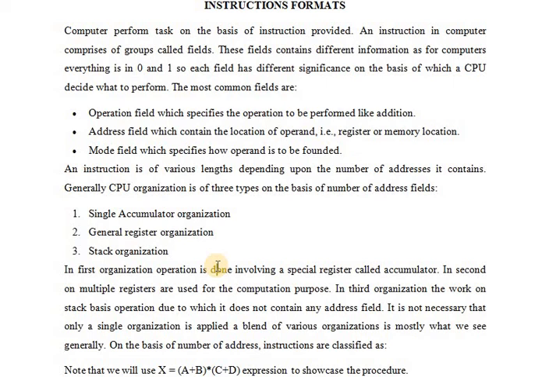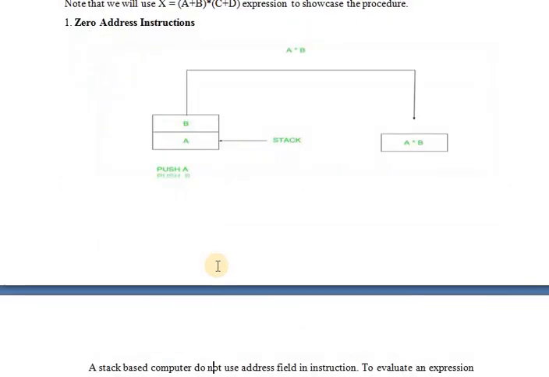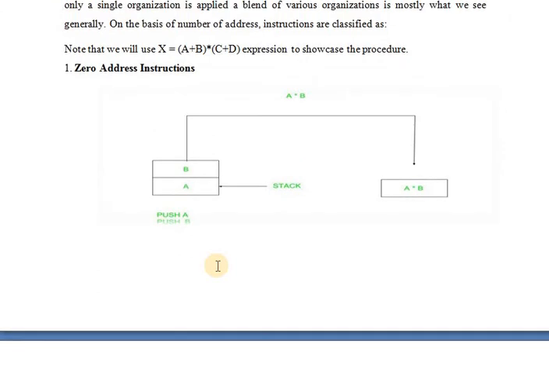Now we will see how the expressions are involved here. Note that we will use the expression X equals A plus B into C plus D to showcase the procedure.